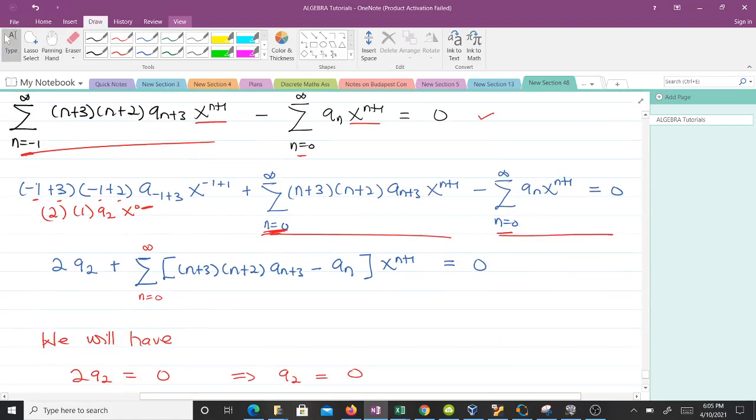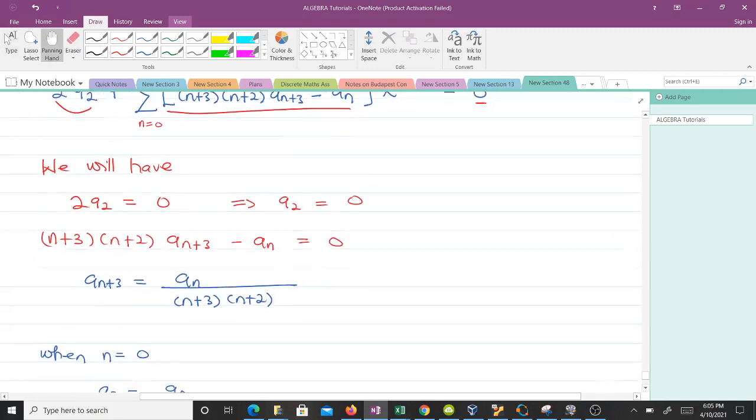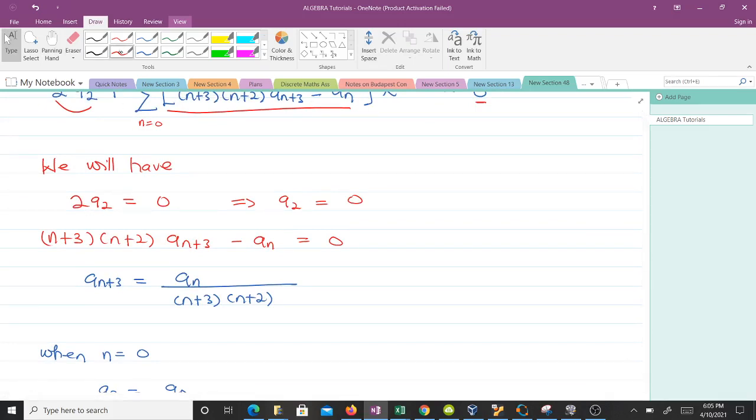So what this means is that 2a2 is equal to 0, and also whatever we have in here is equal to 0. So we will have 2a2 to be 0, which implies that a2 is 0. I hope you understand. Then whatever is in here is also equal to 0. Making a subscript n plus 3 the subject, we get a subscript n plus 3 will be equal to a subscript n over n plus 3 times n plus 2. I hope you get that.